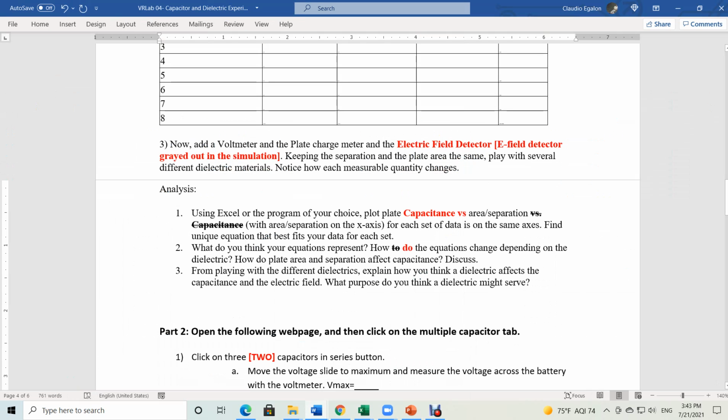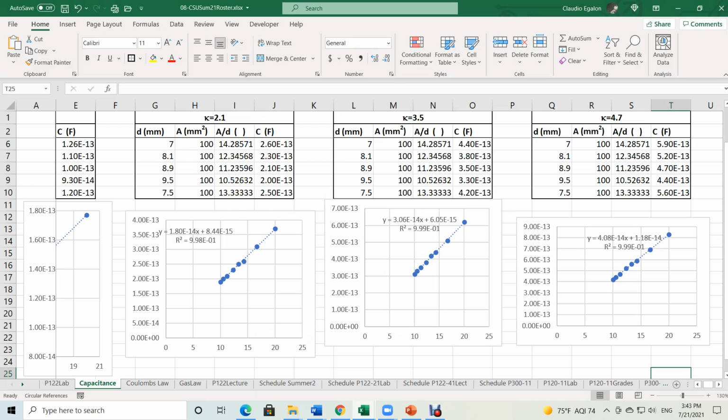Next, how do the plate affect capacitance? Okay, just look at the equation. Increase the area, you increase the capacitance. Increase the separation, you decrease the capacitance. Okay, so just take a look right in here. Here is A over D. As A over D increases, the capacitance increases. What does it mean? It means that if the area increases, capacitance increases. If the distance increases, the capacitance decreases. That's what it means.